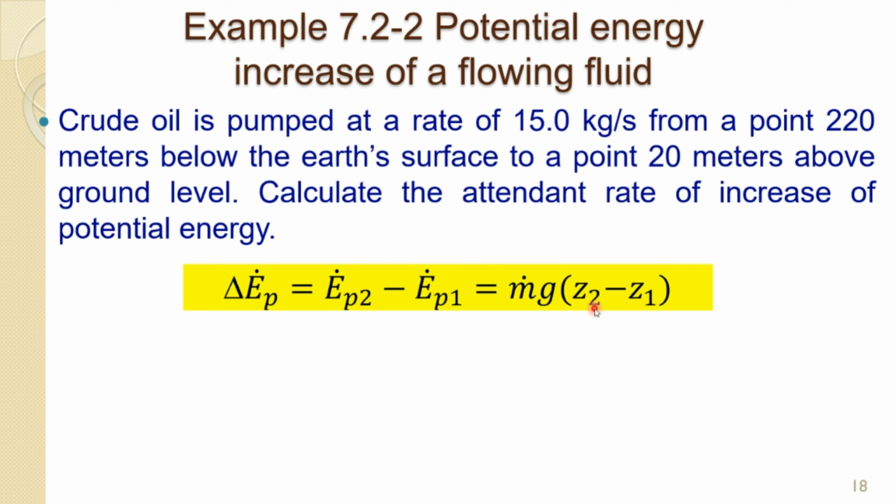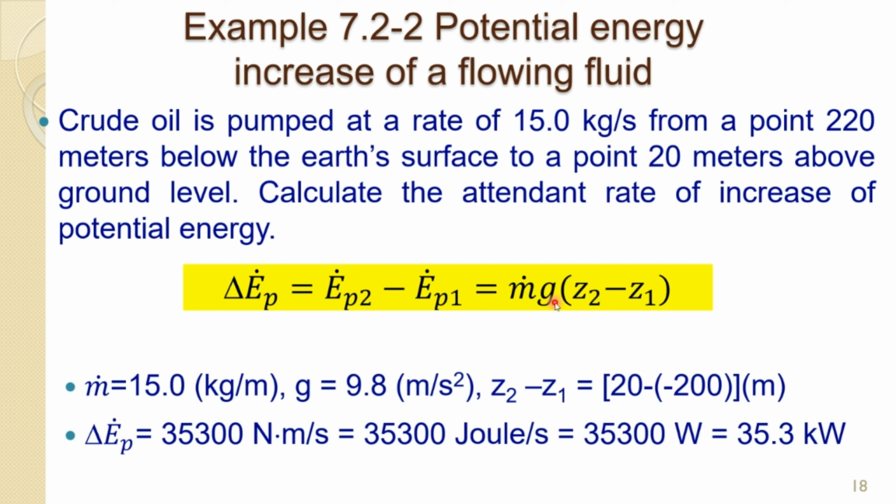Easy. You just use this equation. Z2 is what? Z2 is 20, right? Minus Z1. Z1 is minus 220. So the total is 240. The height difference is 240. And you know the mass flow rate. You know the gravitational units. Bingo. You got the answer.